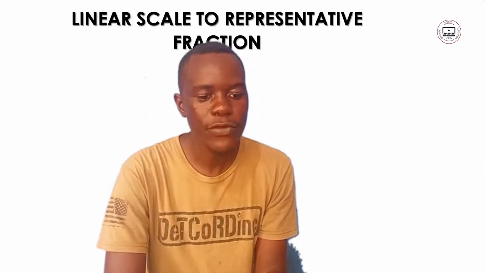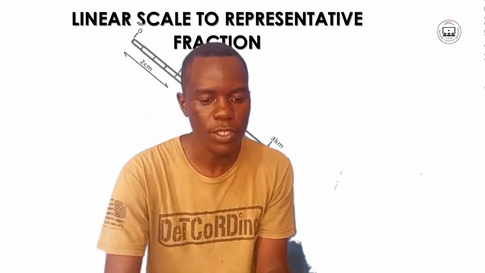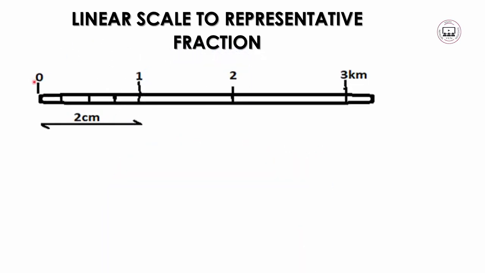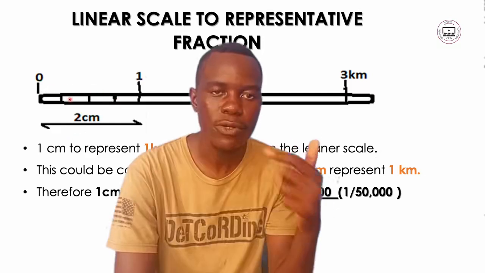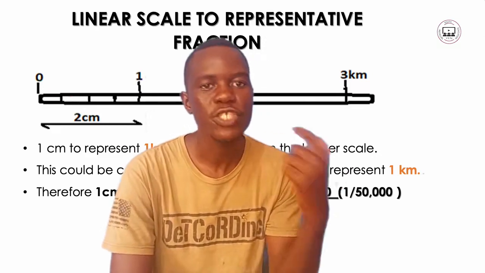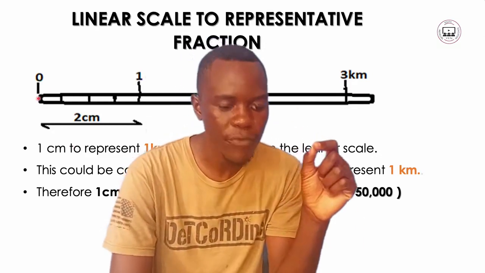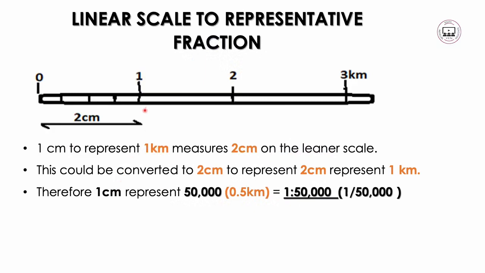Let's proceed by converting a linear scale to a representative fraction. So you have your linear scale here, which says that 2 centimeters is equal to 1 kilometer. So here it's like 1 centimeter represents 0.5 kilometer, and that is measured as 2 centimeters on the linear scale. The 2 centimeters we are talking about here is from here to here, and it also represents 1 kilometer.